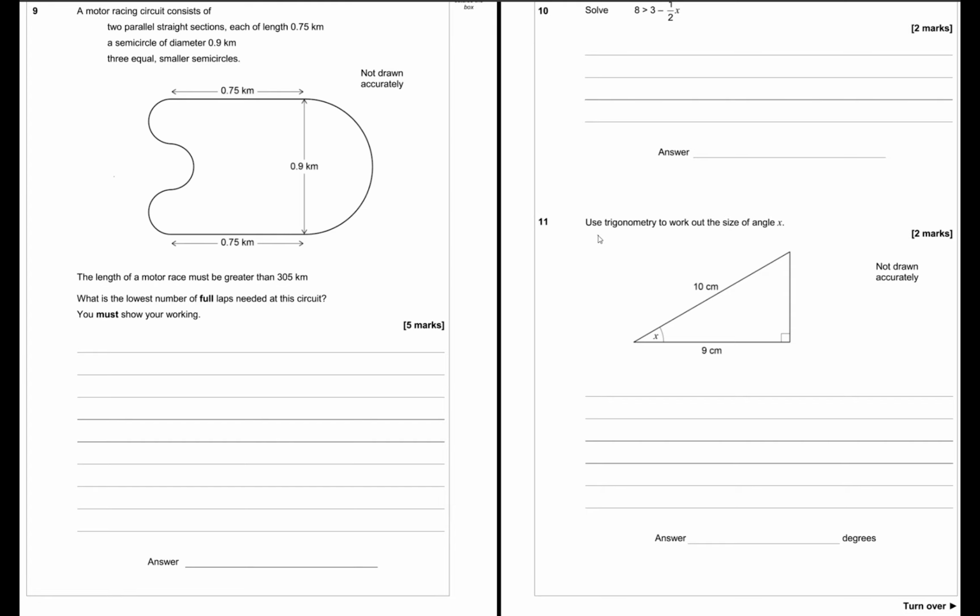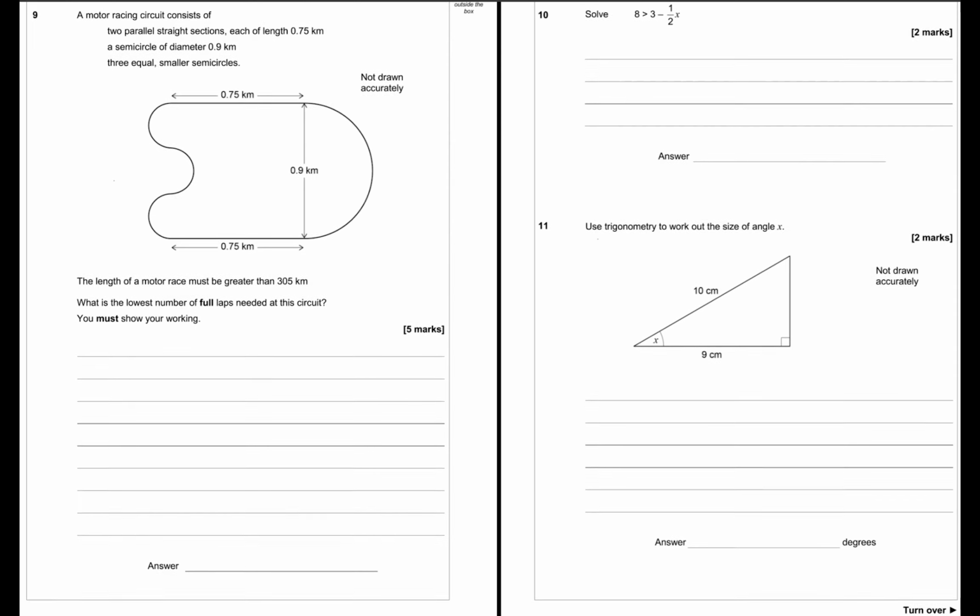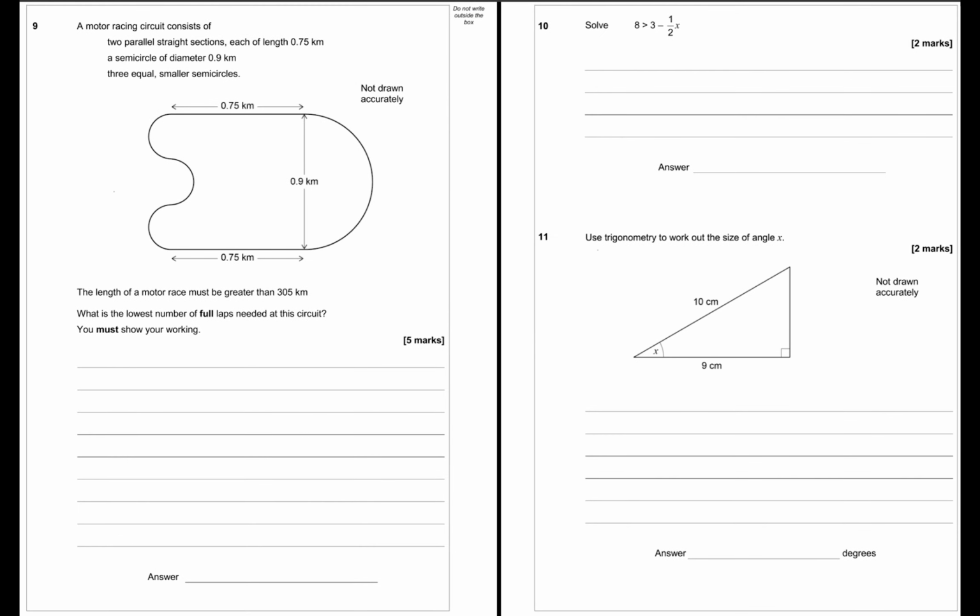Question 9. A motor racing circuit consists of 2 parallel straight sections, each of length 0.75, a semicircle of diameter 0.9 kilometers, 3 equal smaller semicircles. Okay, the length of the motor race must be greater than 305 kilometers. What is the lowest number of full laps needed at this circuit? You must show your working.